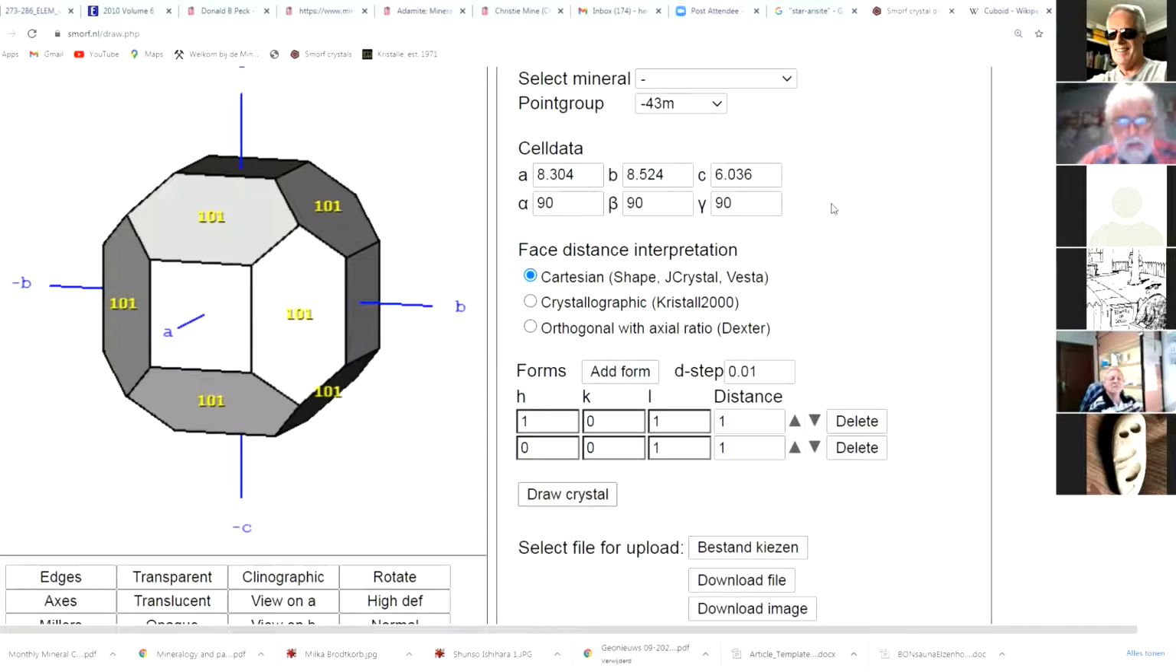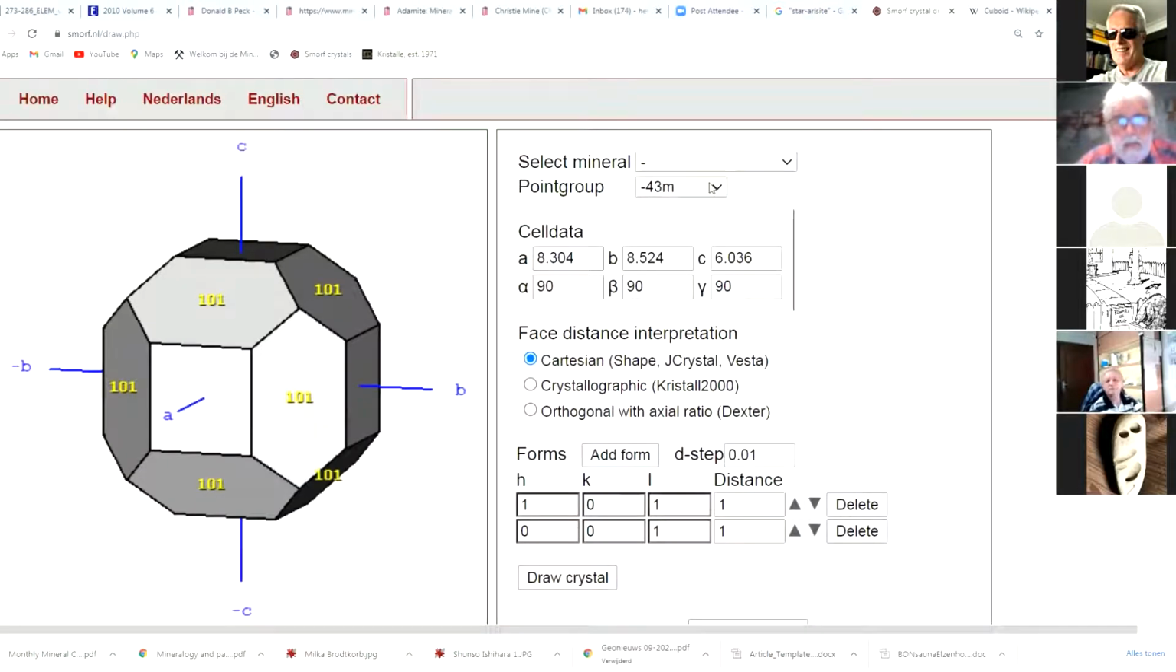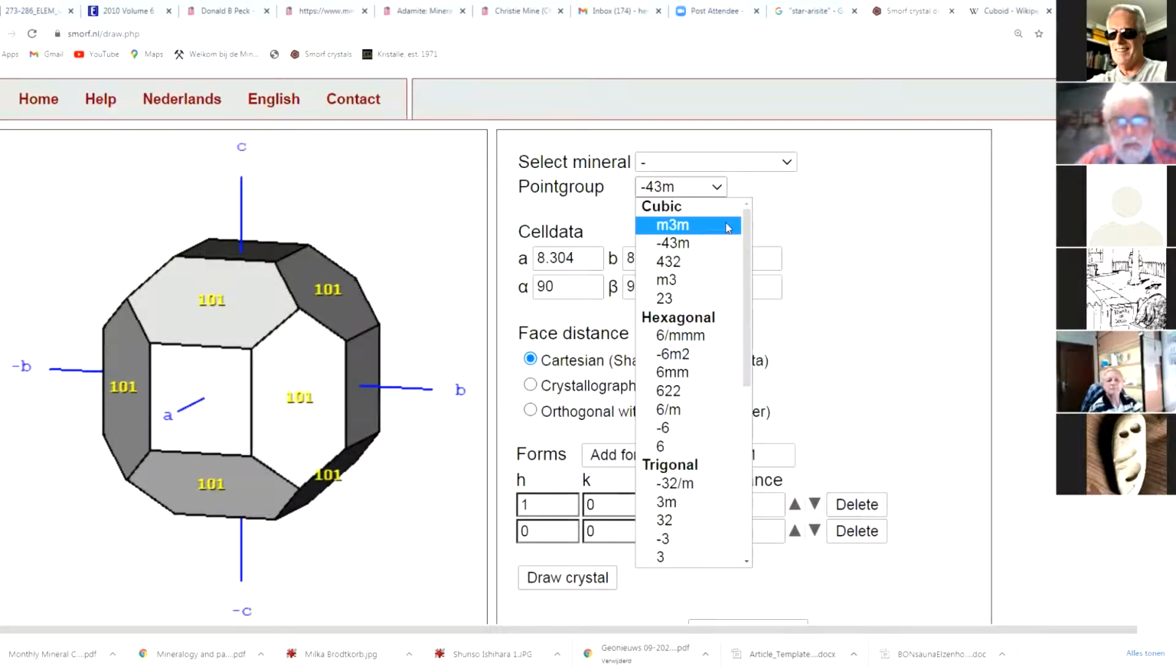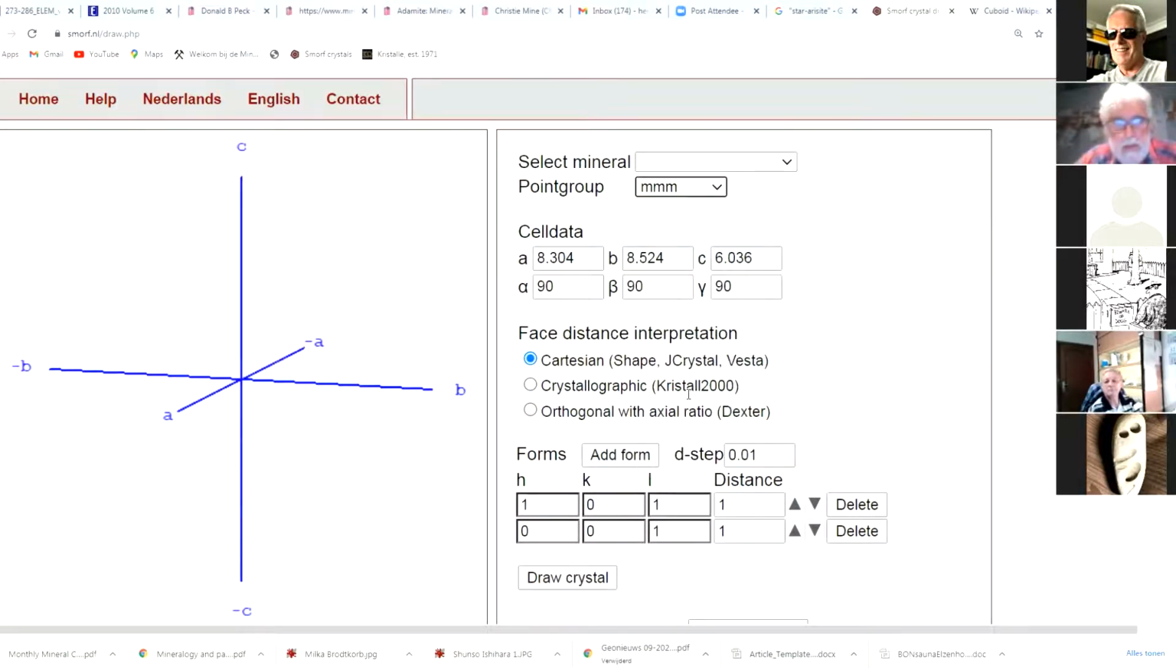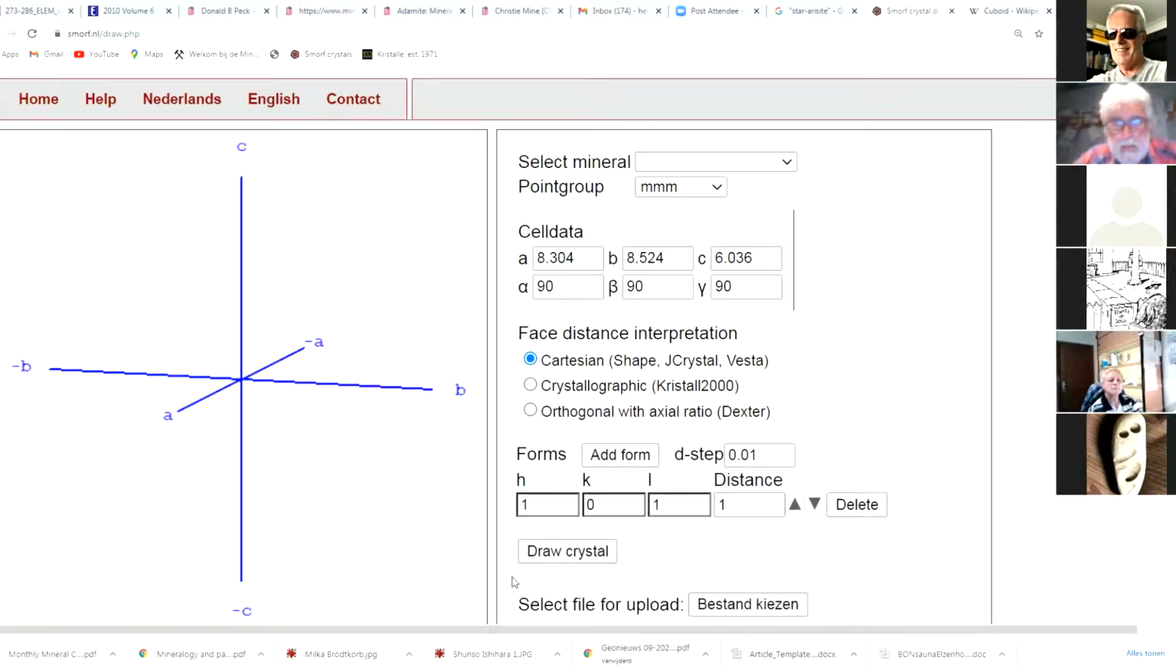There you get. Okay, well, I messed up. Okay, yeah, I see what's wrong. I'm still in the cubic point group. That, of course, is not correct. I have to change it to MMM. Sorry about that. So that form doesn't do anything at all.